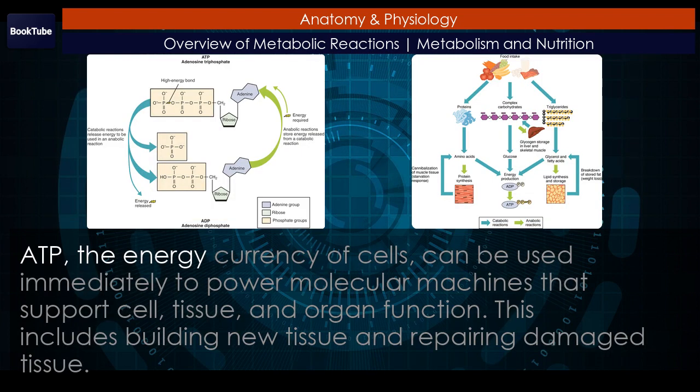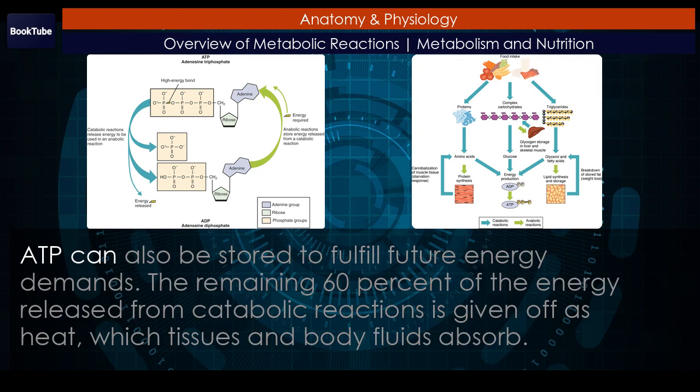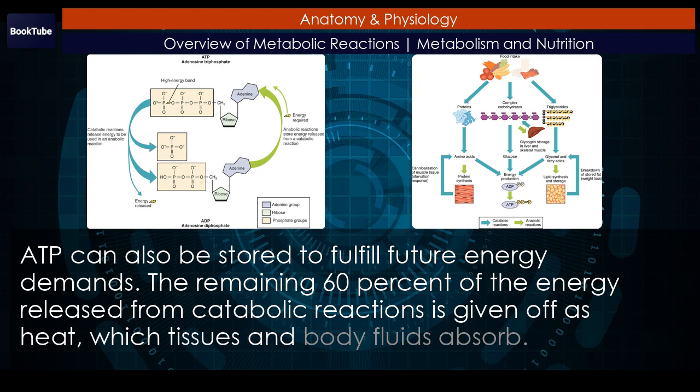ATP, the energy currency of cells, can be used immediately to power molecular machines that support cell, tissue, and organ function. This includes building new tissue and repairing damaged tissue. ATP can also be stored to fulfill future energy demands. The remaining 60% of the energy released from catabolic reactions is given off as heat, which tissues and body fluids absorb.